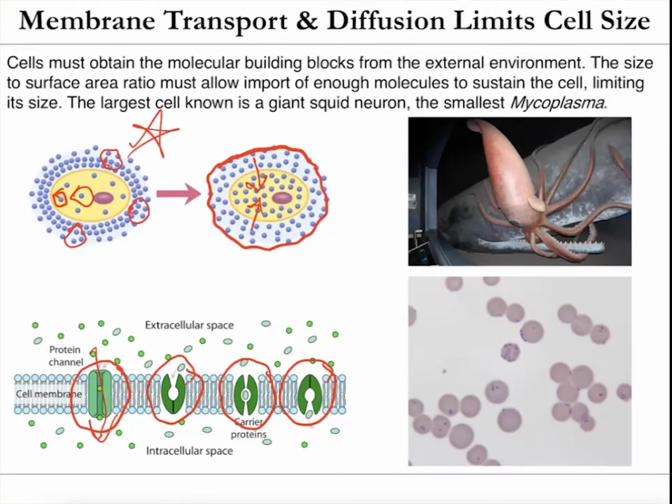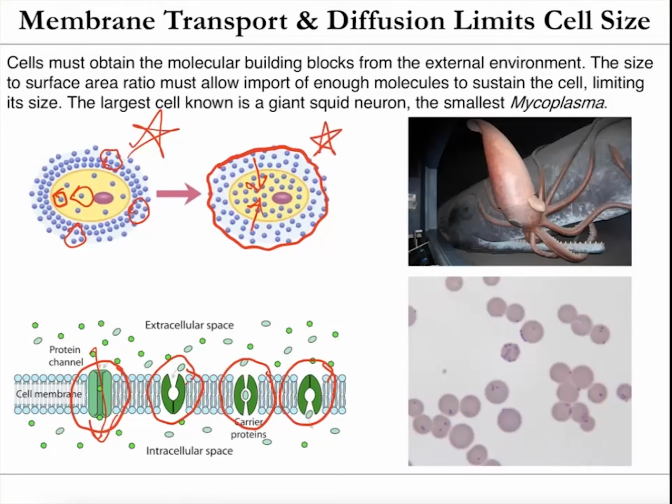Now, this sort of limits how big a cell can get. So I'm about 5'11" and I have trillions and trillions of cells in my body. I'm just pulling that number out of thin air, but there's a lot of cells in my body. Why aren't I just made out of one big cell? Why isn't there a cell that we know of that's basically the size of a basketball or a watermelon? It's due to this fact.